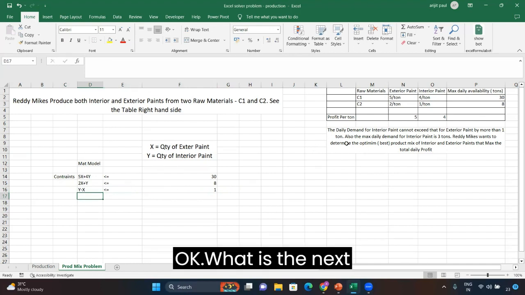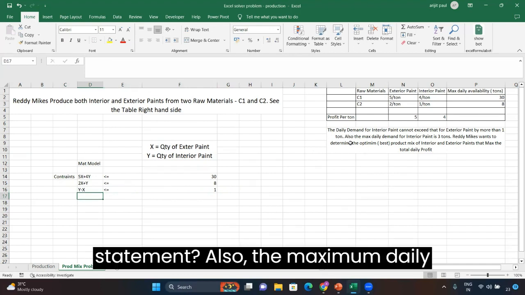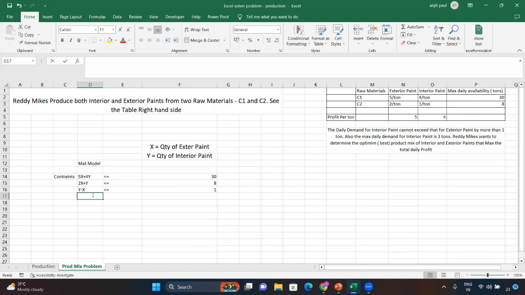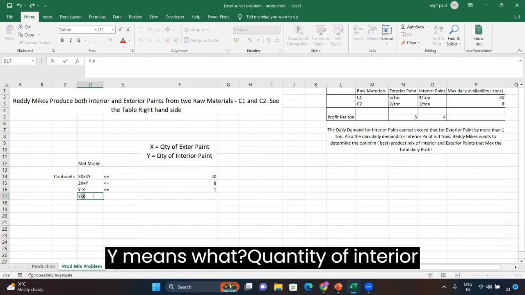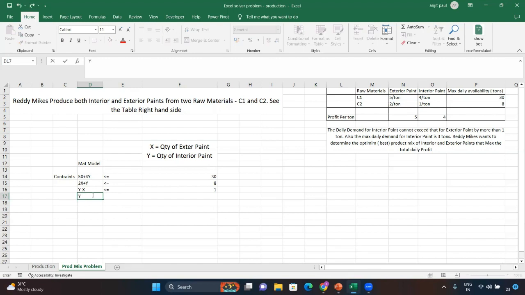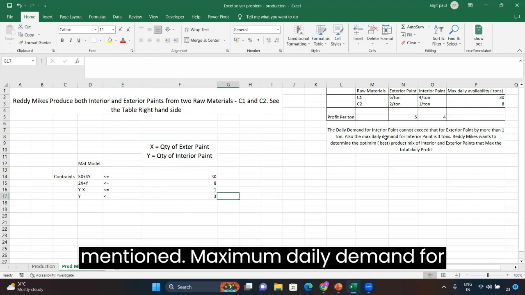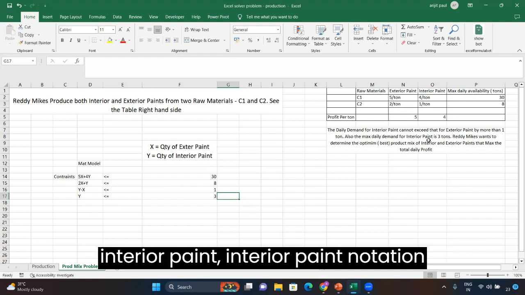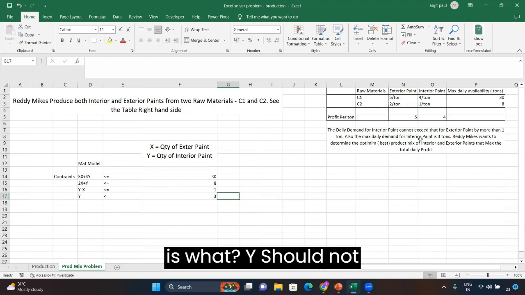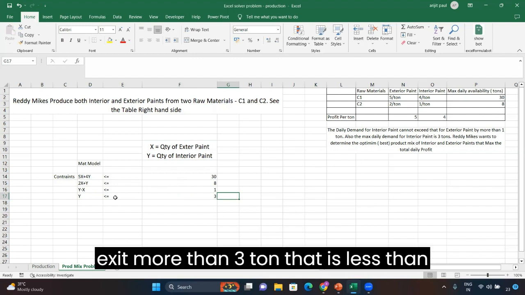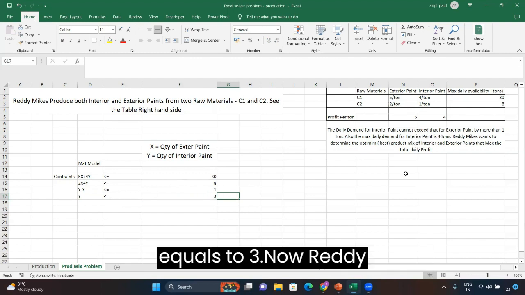Okay, what is the next statement? Also, the maximum daily demand for interior paint is 3 ton. Y means the quantity of interior paint should not exceed 3 ton. That is what they have mentioned, the maximum daily demand for interior paint. The notation is y, which should not exceed 3 ton, that is y less than or equal to 3.